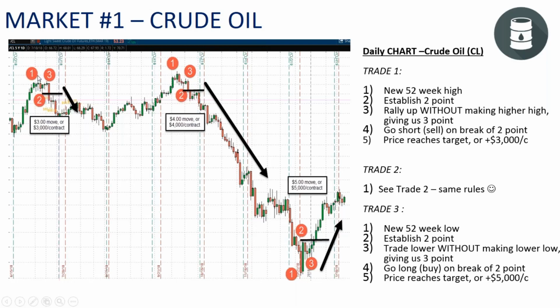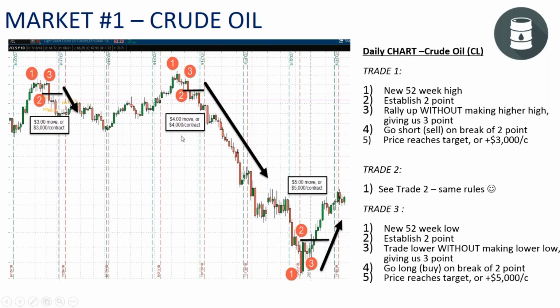Our entry is a break or close below the number 2. Our risk is above the number 1 high. Our targets are the distance between the high of the 1 measured to the low of the 2 measured down. And we see we broke down, we come back, got a small retest, met our $3,000 or $3 contract price objective. Then we go into consolidation or sideways mode.